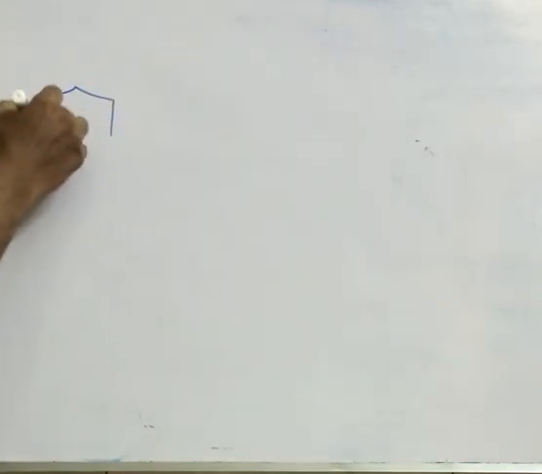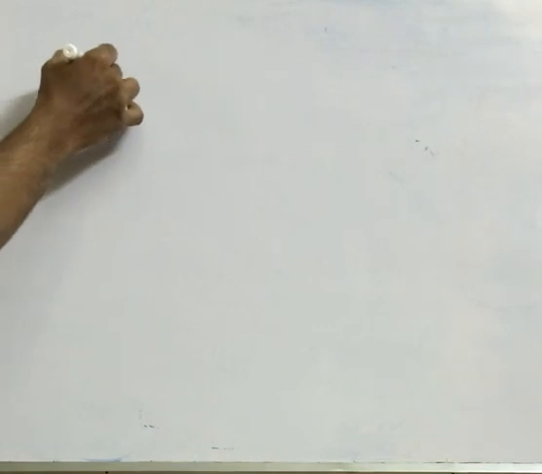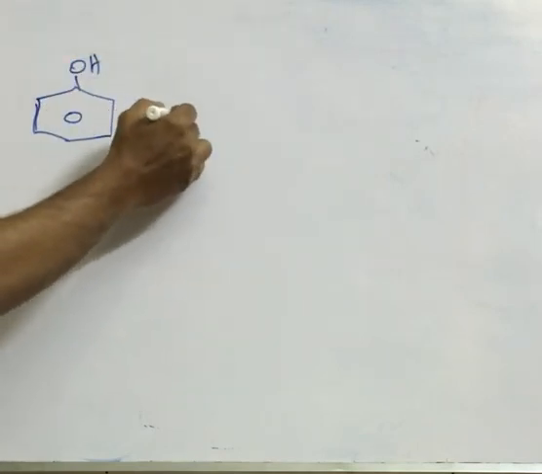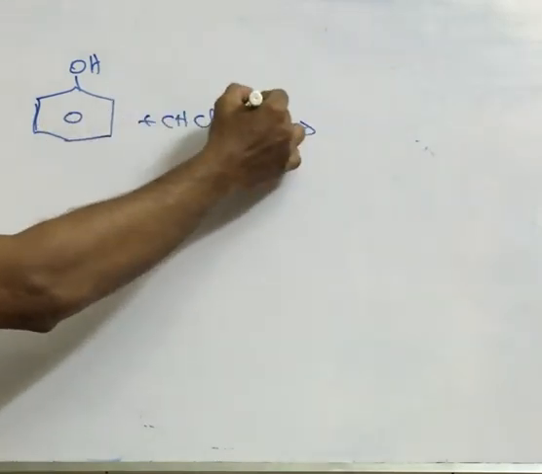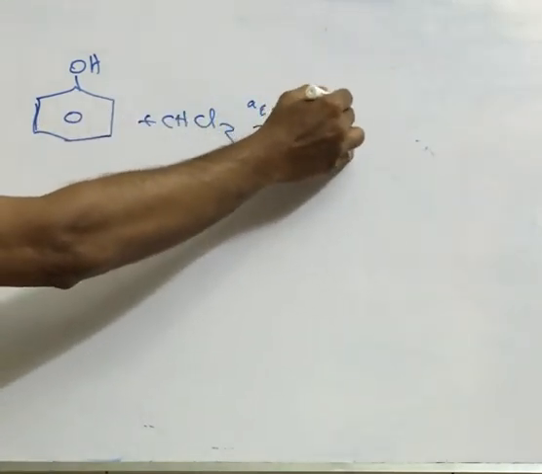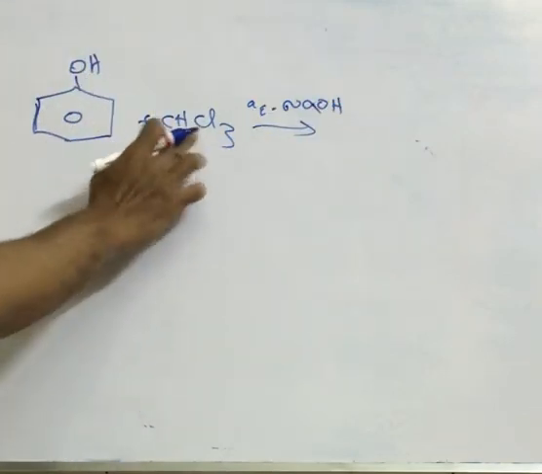So the phenol can be converted into sodium salicylate. That can be done by using chloroform and aqueous sodium hydroxide. So now I have phenol. It can be treated with chloroform, CHCl3, in the presence of aqueous NaOH. Instead of CO2 here, we will use CHCl3.